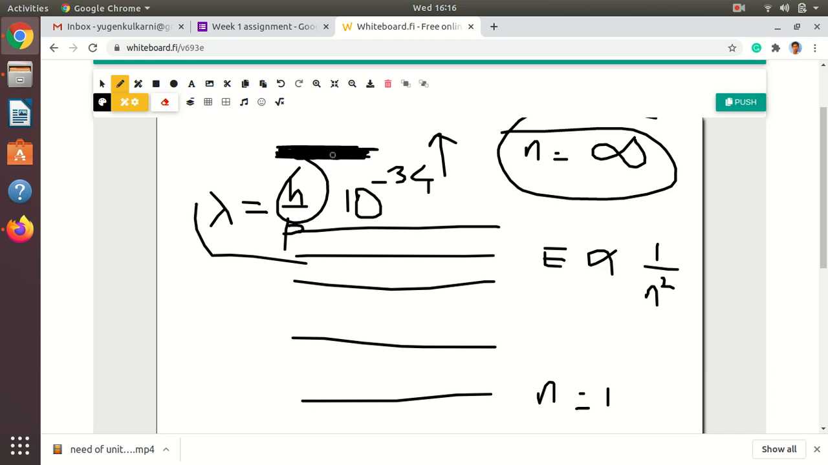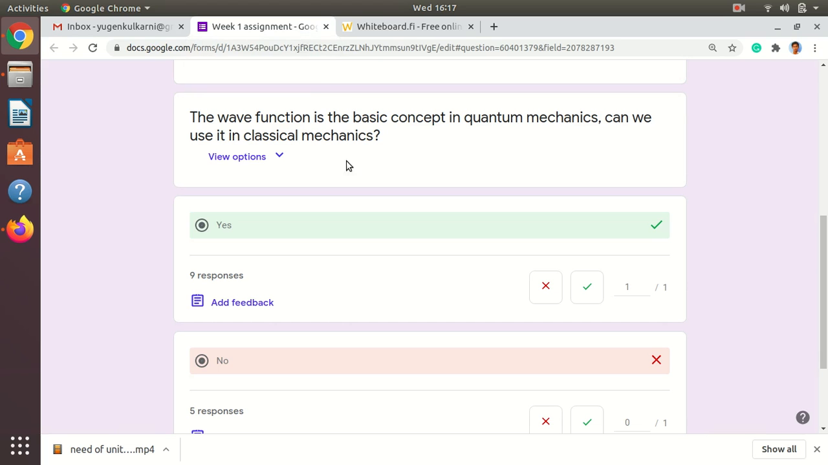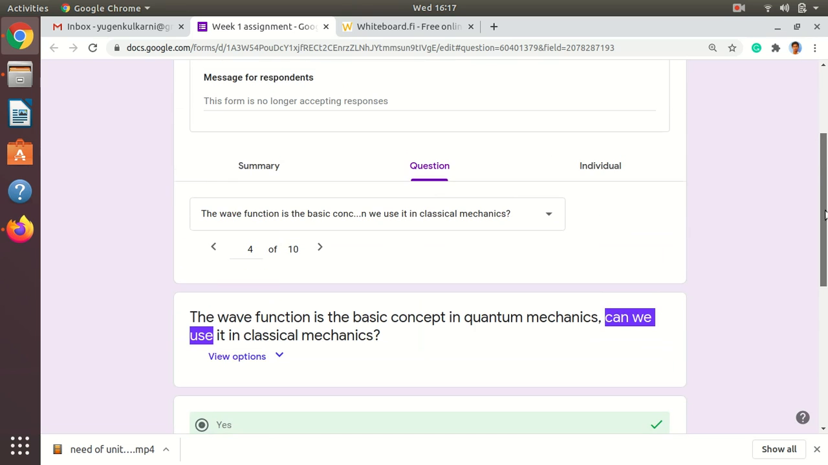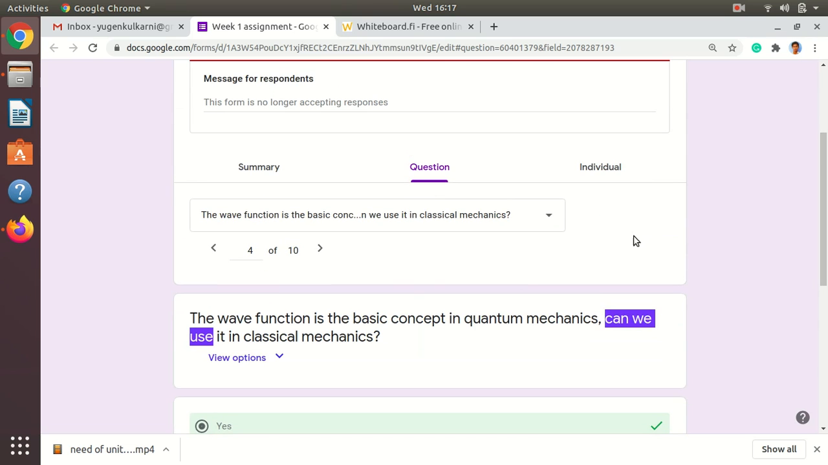But still we can use it, we can do calculations on it, but we don't use it because there is no need to, but we can use it. So the question was, can we use it? They are not asking whether we use it or not, they are asking can we use it, so we can use it. So that was the answer. Most people have marked this answer as wrong, so that's why I elaborated on this more.